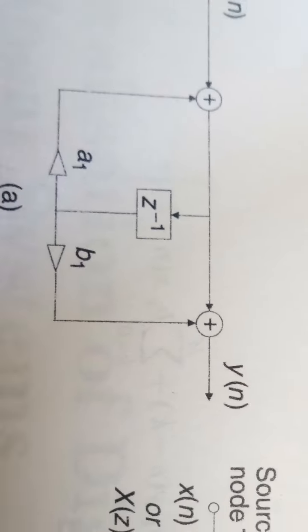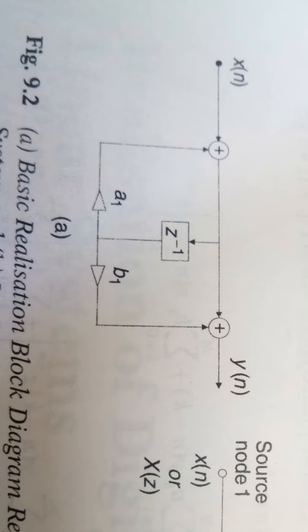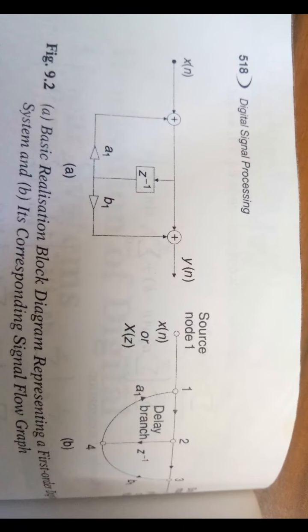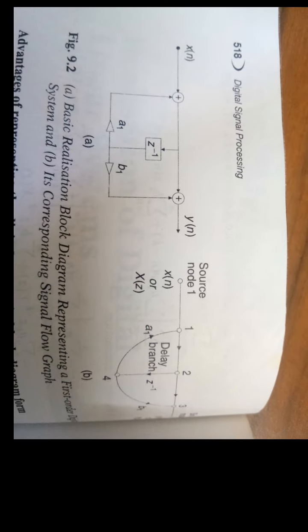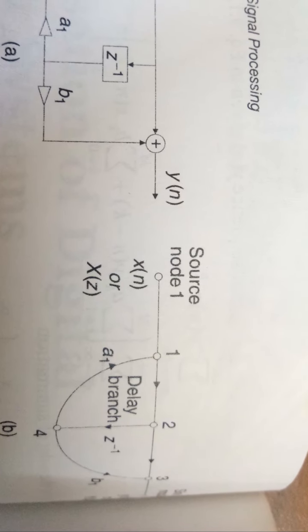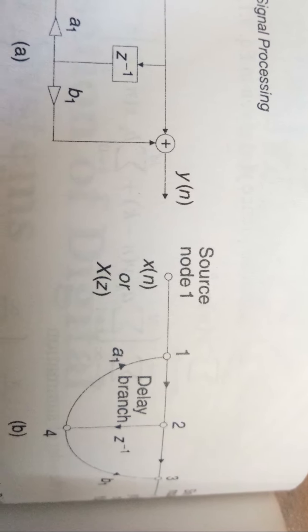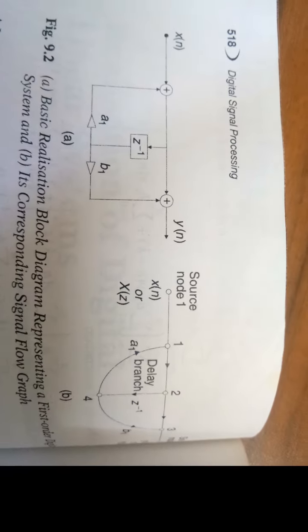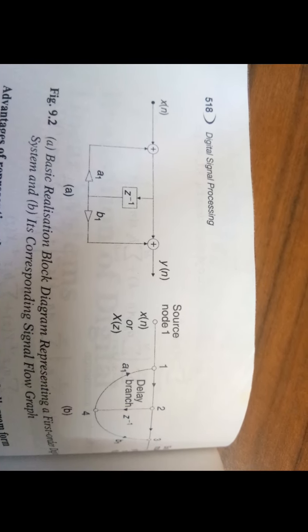This is the plus sign. So the flow graph for this is as follows: x[n] is the input, node 1, 2, 3 and 4. Between the 2nd and 4th node a z inverse delay is there. So a1 into the delayed output is here, and b1 into x[n] with a delay, and so you will be getting the equation for the given question.